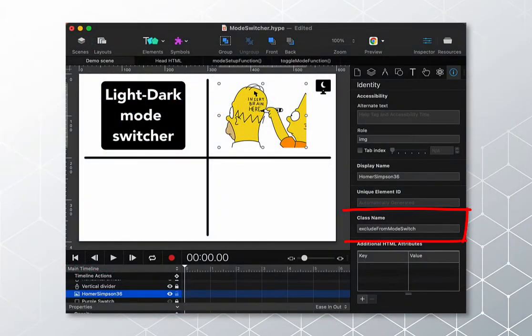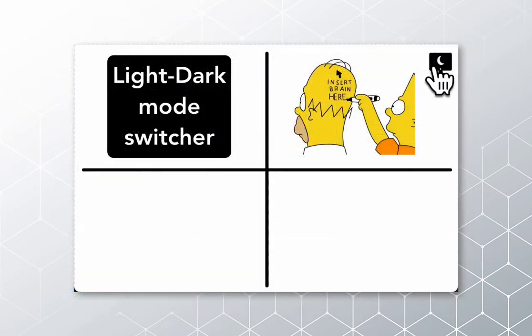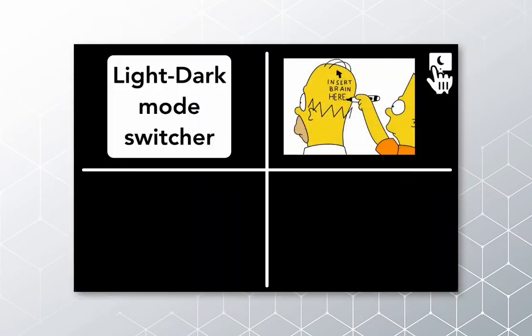We can do that by applying it directly to the image in the identity inspector, like this. By doing this, the new class has a higher specificity and overrides the other classes. Now, if we switch between light and dark mode, the image is unaffected, which is what we want.